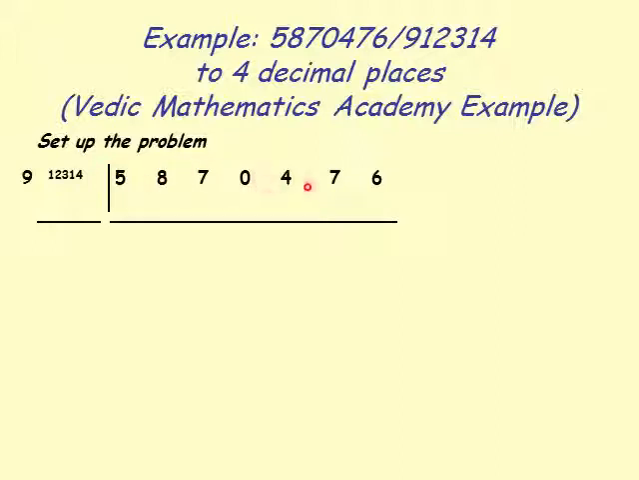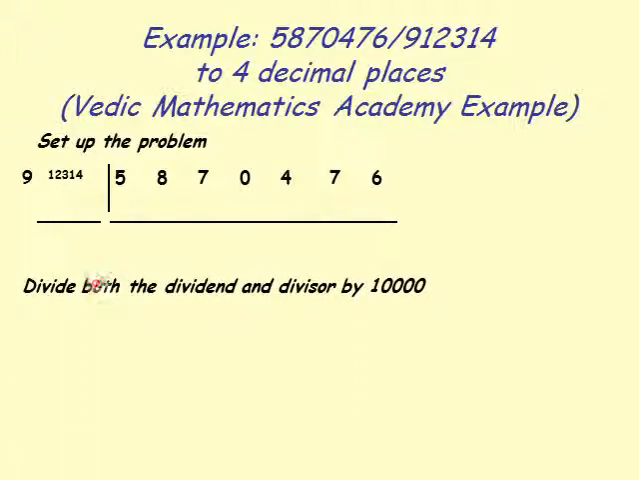So 5870476 is my dividend, and 912314 is my divisor. Now, let's continue. So we divide both the dividend and divisor by 10,000. We just did. I got 12314, which was the remainder from division, on the flag, and these are my 70476. These are the remainder section, which is my fractional section here. Digits after the decimal point go right on this line here. So let's go divide. We'll divide by 9.